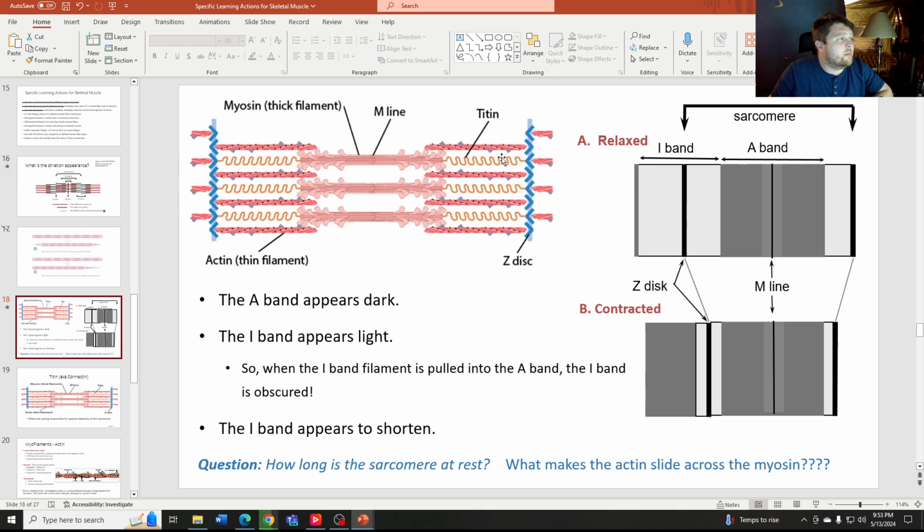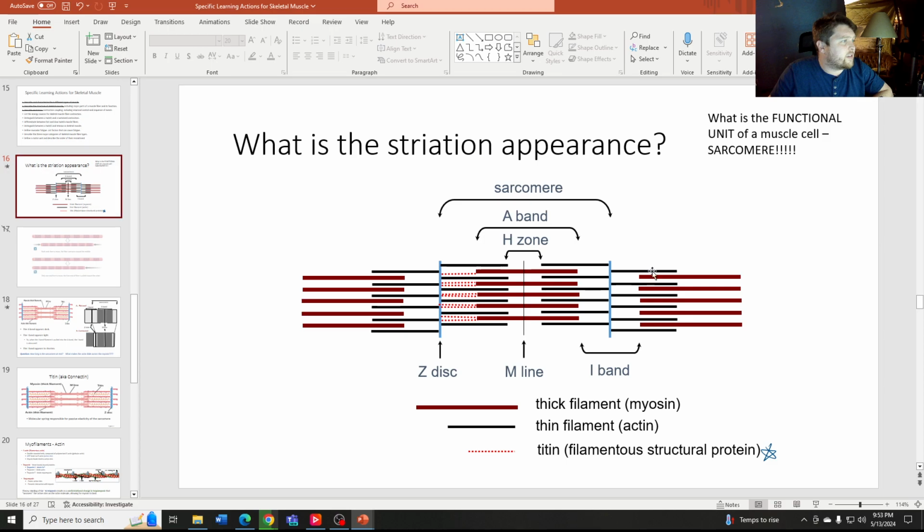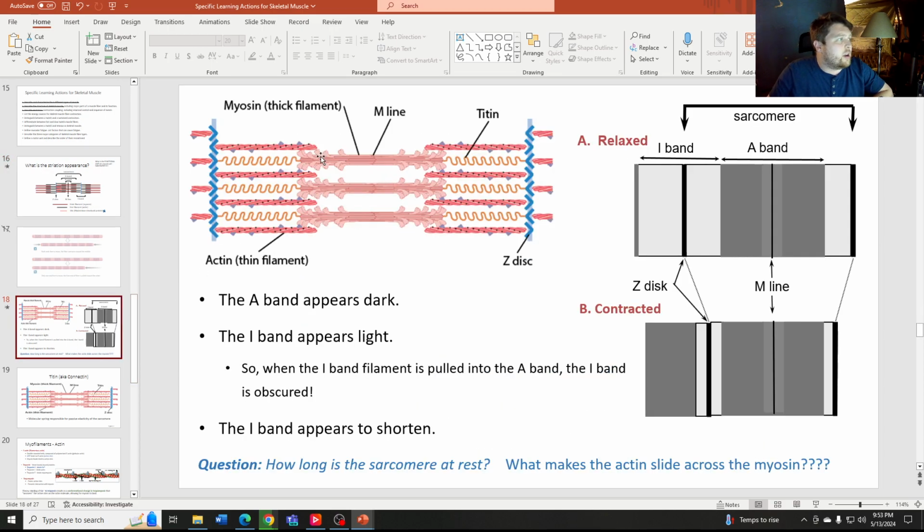This is a little bit more artistic version of this. Okay, we have our myosin thick filament, the actin thin filament. There's our Z disc to Z disc, the M line, which is between the two myosin. So this whole space right here, the whole thing of myosin, would be our A band. Where there's no actin is our H zone. Where there's only actin is our I band.